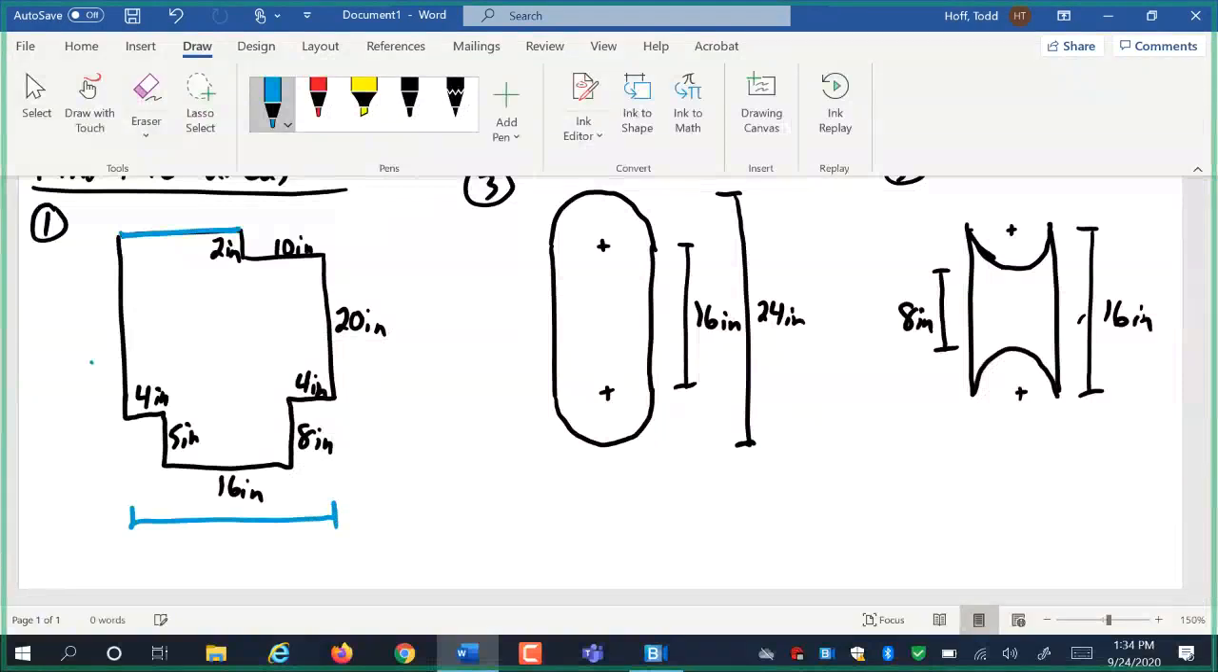To find that, I'm just going to find an overall dimension all the way across there. That's going to be the 4 plus the 16 plus the 4, or 24 inches. Well, then up here, I know that this dimension, whatever it is, plus the 10 has to add up to 24. That makes that 14 inches.